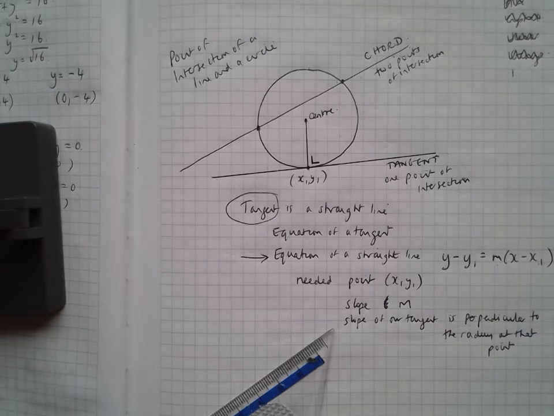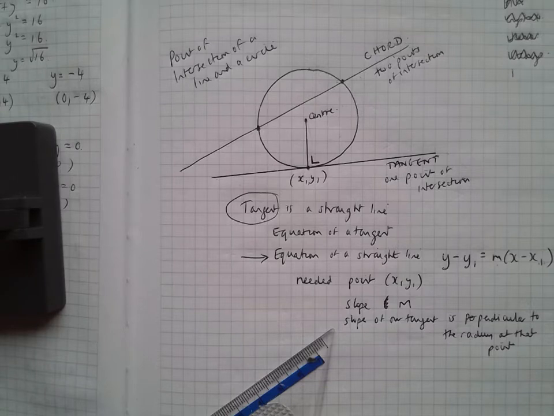We remember from our coordinate geometry of the line that the formula for finding the equation of a straight line is y minus y1 is equal to m by x minus x1. x1, y1 is a point on the line. And in this case, the point on the line that we're going to use is the point where the line cuts the circle. It's the point of intersection of the line and the circle.